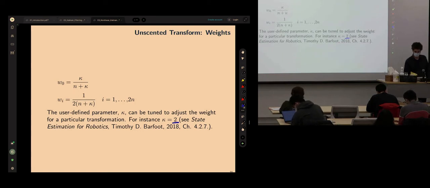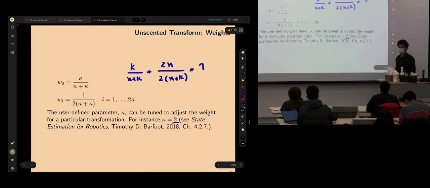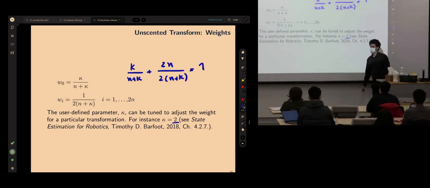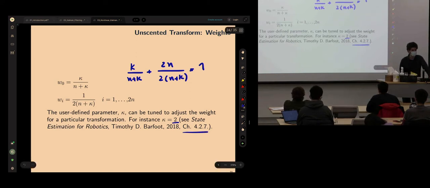But notice that this adds up to 1. Right? So it's normalized. Sum of all weights is 1. So only the first weight is different for the mean. More on this topic you can read here in the textbook.